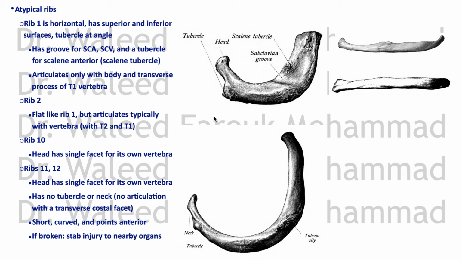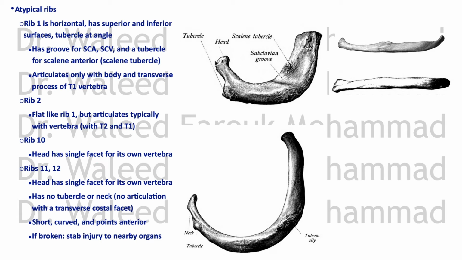And may I remind you, for those who have practical exams, you may get a first rib with questions about the impressions on it. You can easily identify the scalene tubercle for the scalene anterior. Remember the scalene anterior muscle. And we also remember that in front of the scalene anterior there was the subclavian vein, and behind it the subclavian artery, arching to come from or going to the upper limb.